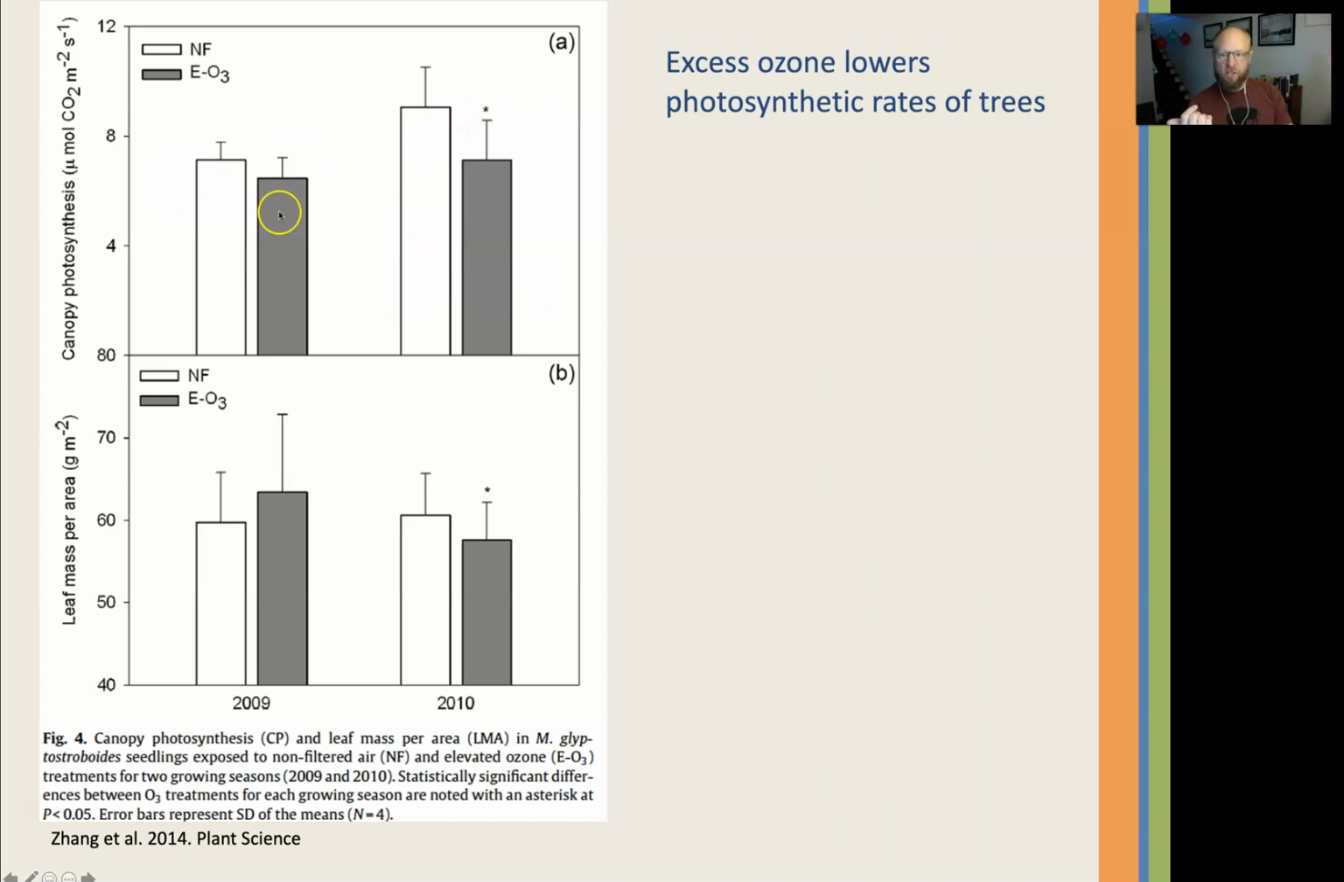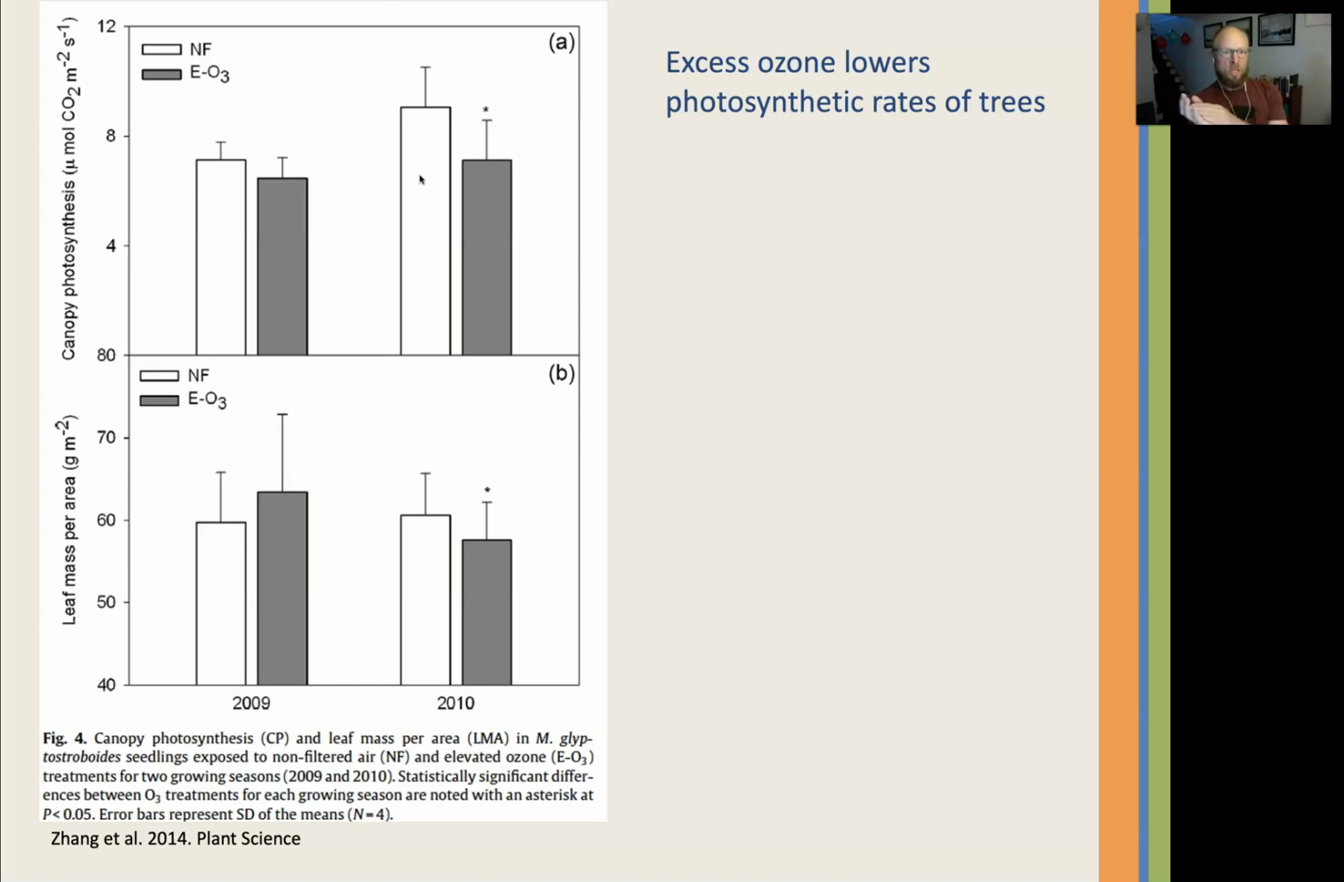As the trees got bigger, that effect got bigger in the second year of the study, and it has an impact on the structure of the leaf. This is leaf mass area, and you can see it decreases in the presence of ozone. The other thing they don't show here is that ozone has a direct effect on stomatal conductance. Stomates close in the presence of ozone, and that's why we see this reduction in photosynthesis: the stomates are closing, reducing how fast CO2 can get into the leaf to react with rubisco.